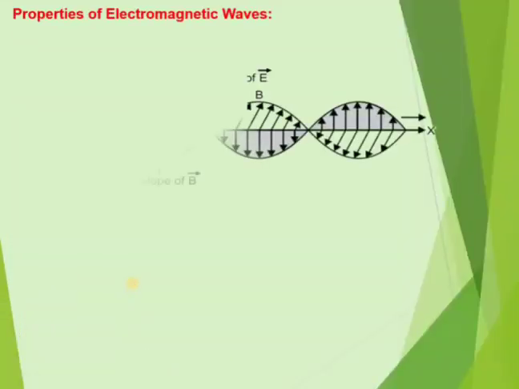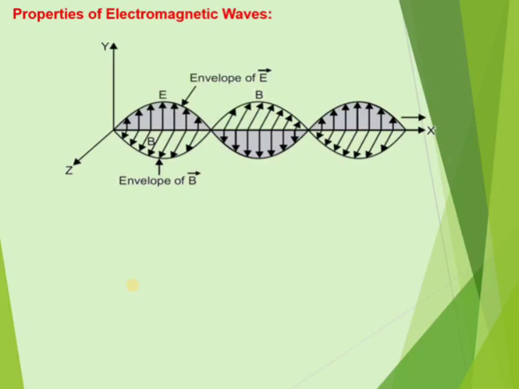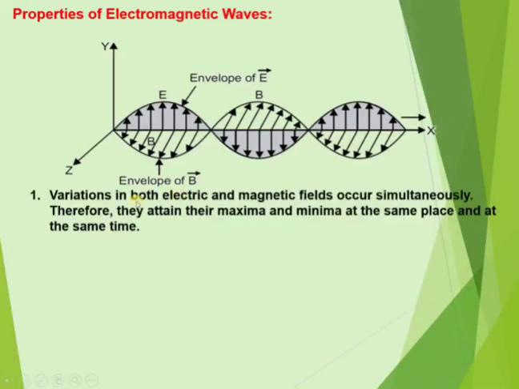Now we study the properties of electromagnetic waves. The properties of electromagnetic waves are as follows. Electric field and magnetic field are in the same phase. So they attain the maximum and minimum value at the same place and at the same time. You see in this diagram, electric field is maximum here along the y-axis, and here magnetic field is maximum at the same time along the z-axis.